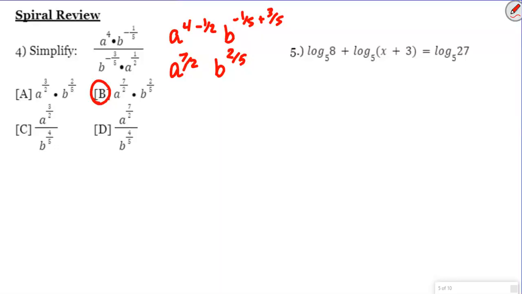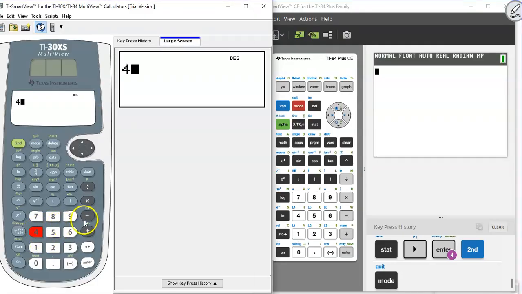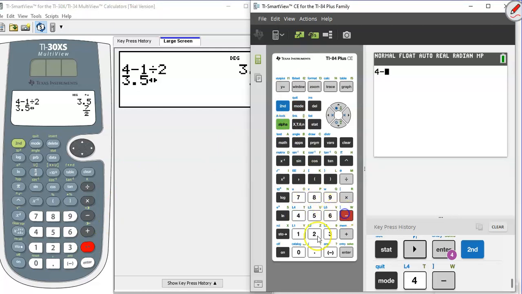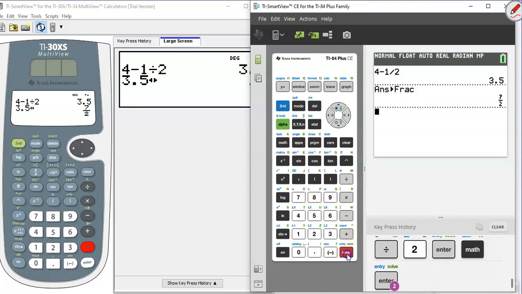So let me show you guys this in the calculator. So watch me again. If I do 4 minus 1 divided by 2, y'all, what do I get? 3.5. And if I want to see that as a fraction, I just click my double arrows. See it? Okay, over here, if I do 4 minus 1/2, 1 divided by 2, enter. Again, I get 3.5. And if I want to see this as a fraction, I push math and then 1, and it shows it to me as 7/2. So nobody should get this wrong because all we have to do is do this on our calculator and then see what it looks like.